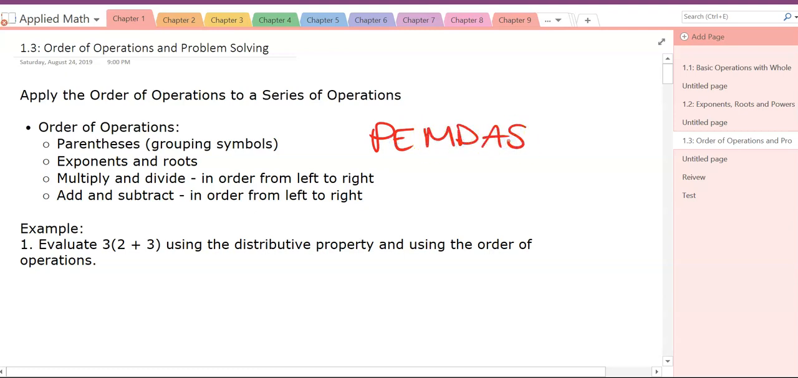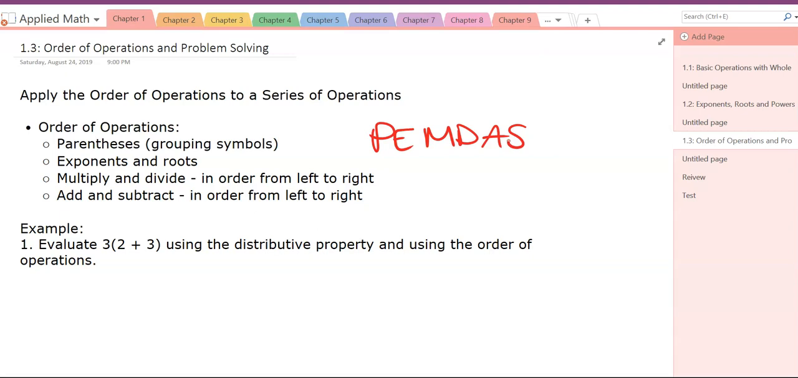So this is kind of an acronym that we can use to help us remember the order that we solve a problem in. So P stands for parentheses, but that can also include any other type of grouping symbols that you might see in a problem. E would be exponents, and square roots are included in that as well. MD is for multiplication and division, and that goes in order from left to right. And then addition and subtraction also goes in order from left to right.